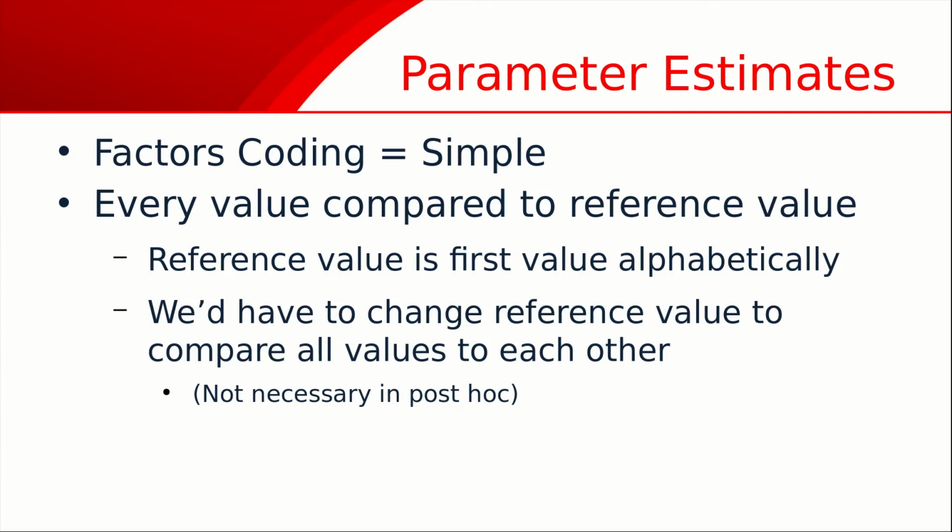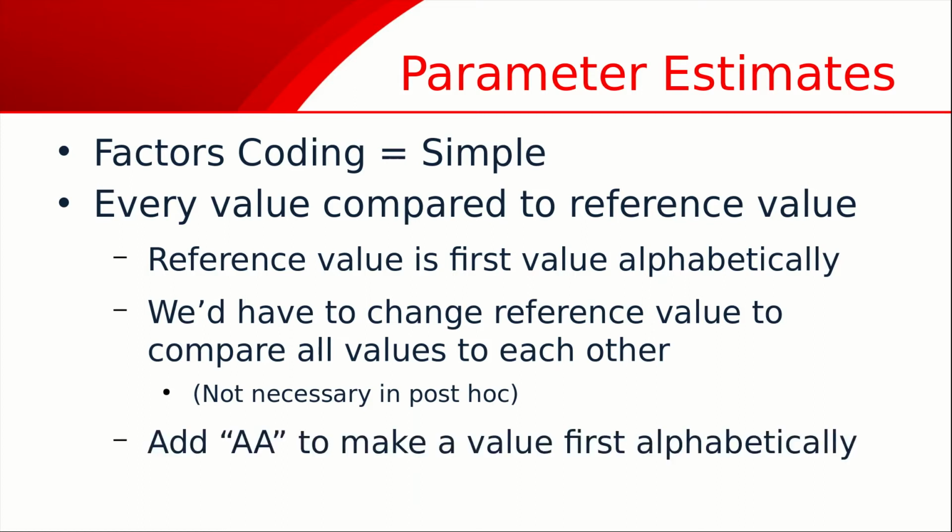Now if we wanted to compare every value to every other value, we'd have to change the reference value a number of times and rerun the analysis. That's something that's not necessary in a post-hoc analysis. Once again, we could add AA to make a value first alphabetically.